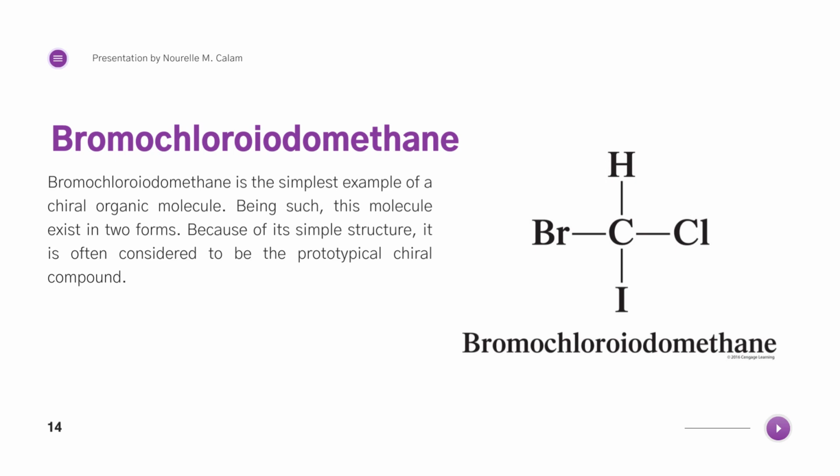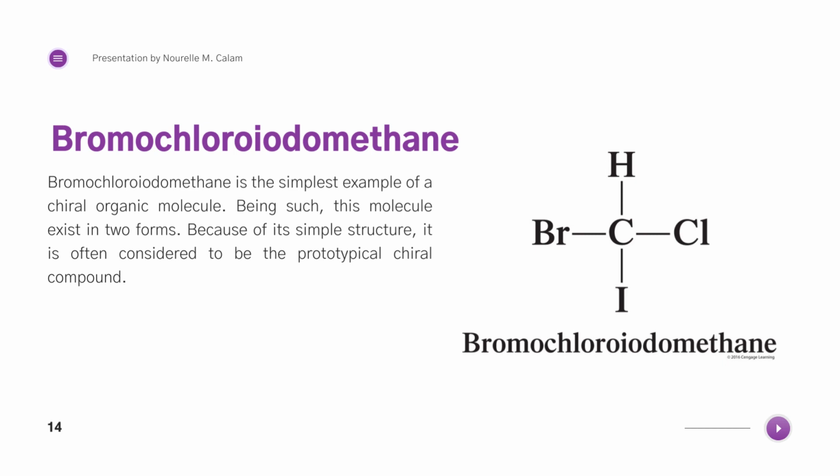Okay, let's consider the compound bromochloroidomethane. Now, bromochloroidomethane is the simplest example of a chiral organic molecule. Being such, this molecule exists in two forms, diba? Molecules possessing chirality or handedness exist in two forms, left-handed and right-handed form. Because of its simple structure, it is often considered to be the prototypical chiral compound.